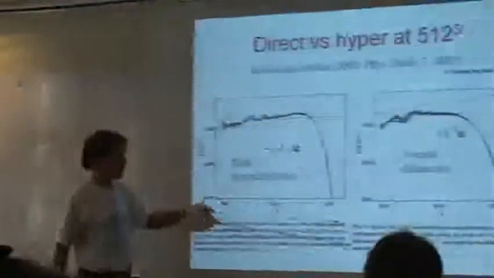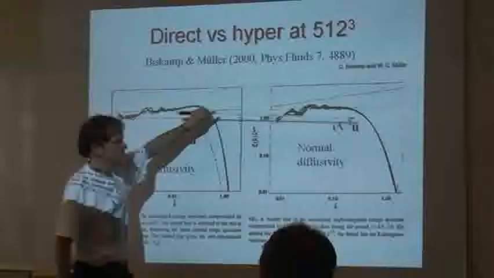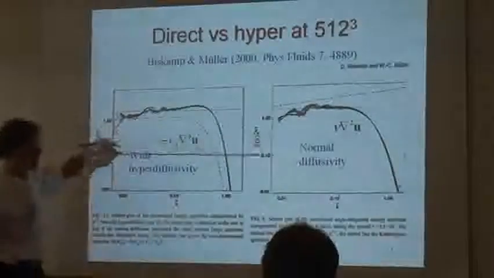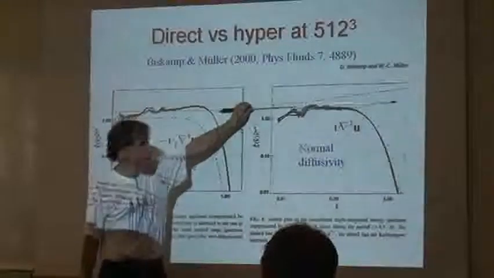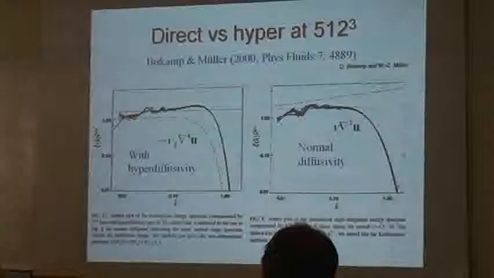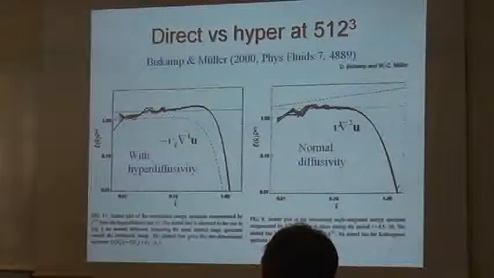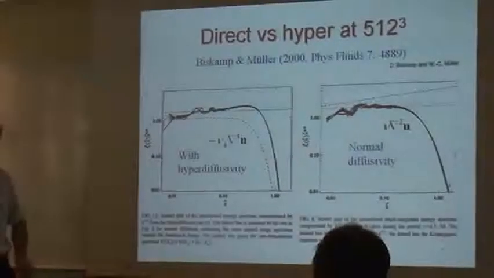So this is power 5/3. So here's the result by Biskamp and Müller, and we see with normal viscosity, with now an MHD simulation though, with normal diffusivity, we see that we have a compensated spectrum which is flat, which suggests very strongly that we do have strong evidence that there is neither a bottleneck effect nor any deviation from K to the minus 5/3.